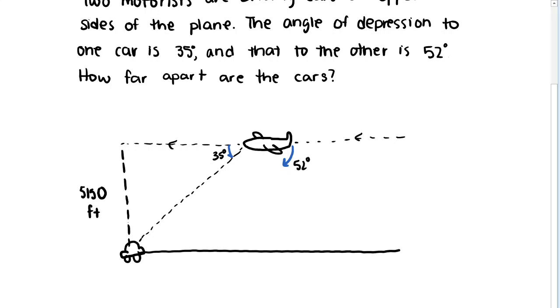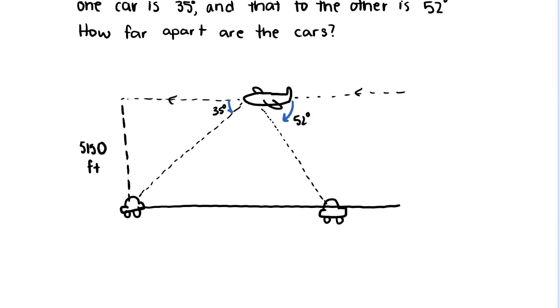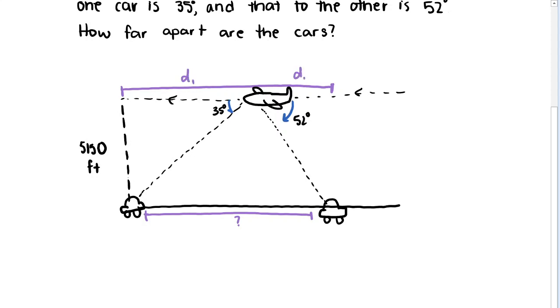This one's supposed to be 52 degrees, so maybe it looks down like so. There's another car. And so we want to measure this distance here. And really, that distance is the same as this distance here. Right, so here, this measurement, maybe I'll call it D1, and this measurement D2, the measurement between the plane and one car and the measurement between the plane and the other. Oh, I should write D2 here.